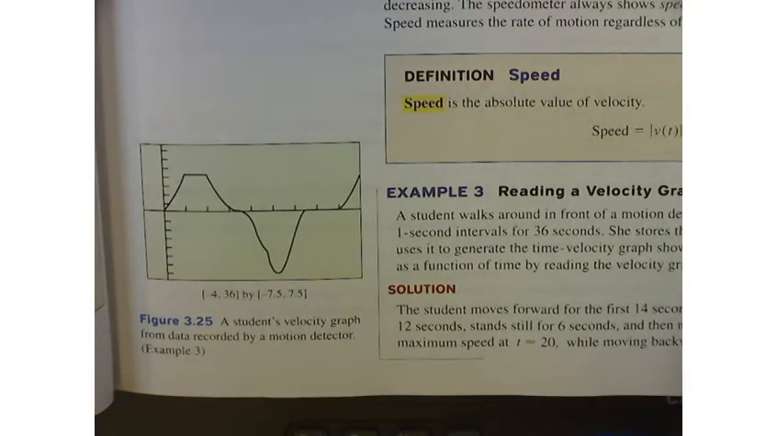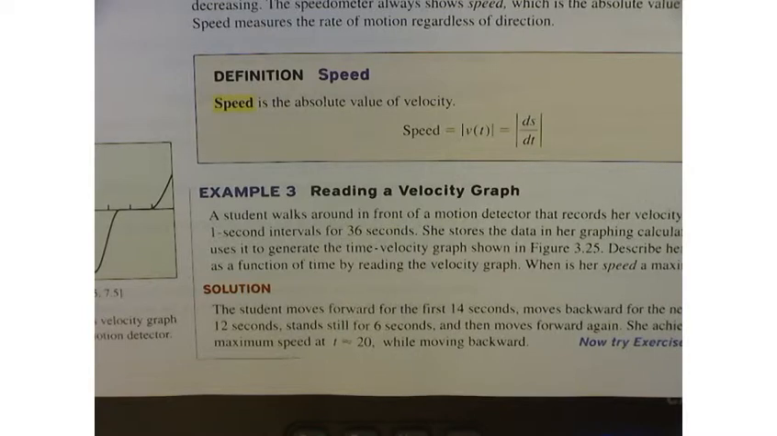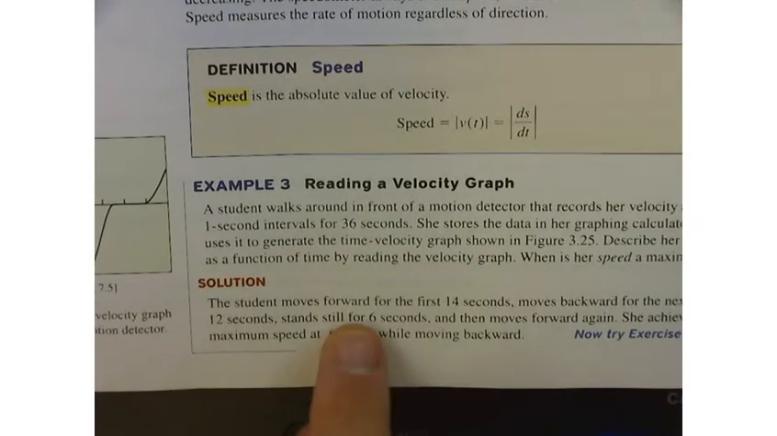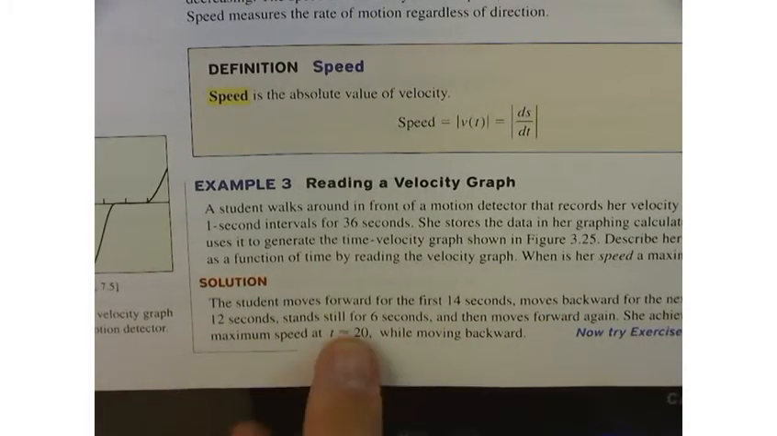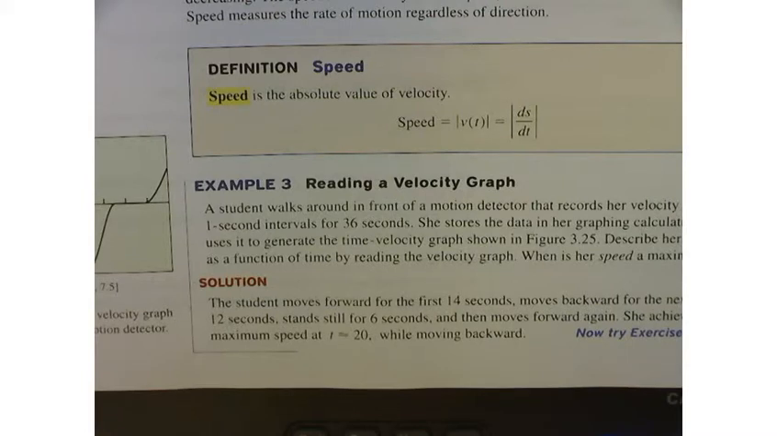Okay? So it says, what is her maximum speed? Well, the student moves forward at first for 14 seconds, then moves back for the next 12 seconds, and stands still for 6 seconds, then moves forward again. She achieves her maximum speed at t equals 20 while moving backwards. Does that make sense?